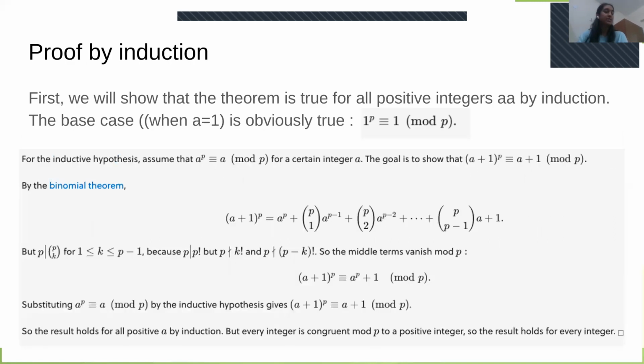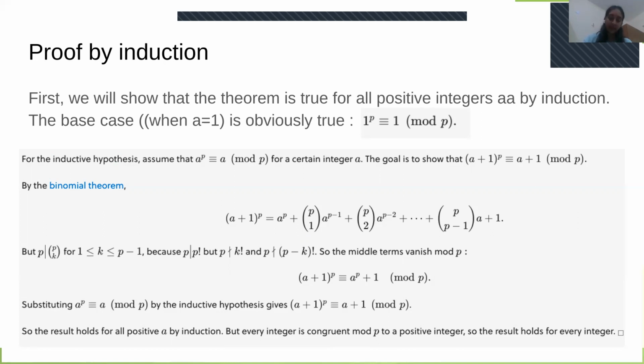Let's move ahead. The second proof is by induction. First, we will show that the theorem is true for all positive integers A by induction. The base case when A is 1 is obviously true since 1 to the power P is congruent to 1 mod P. For the inductive hypothesis, assume that A to the power P is congruent to A mod P for a certain integer A. The goal is to show that (A plus 1) whole raised to power P is congruent to A plus 1 mod P.